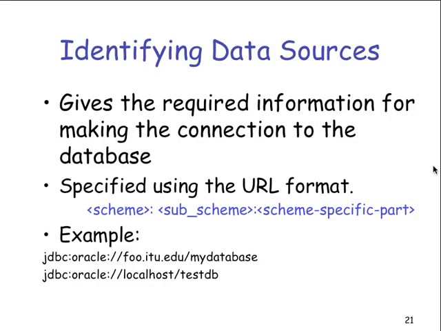And then identifying the data sources, so give the required information for making the connection to the database. So you need the data source, so you specify the URL format. Here are some examples. So JDBC Oracle, this doesn't exist actually, but if we had a server, or we had a name on a server, or localhost for a test database as an example. So you give it the URL of the database, which is how you can actually house your application on your server, outsource your database to another company, and have another company manage the server.